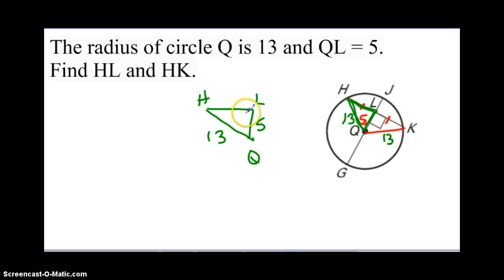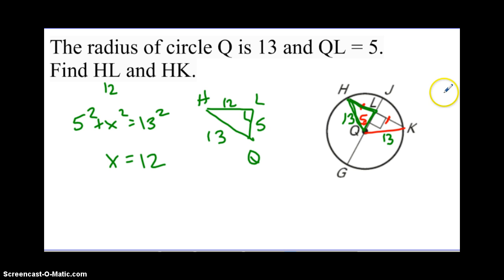So what can we apply here? The Pythagorean theorem. So 5 squared plus x squared equals 13 squared. And through the magic power of algebra, x is 12, and 12 is HL. And remember that HK is the whole chord, so we just have to double HL, and we would get HK to be 24. Probably one of my most favorite because it has circles, which I love, and it's right triangles, and we all know how much I love right triangles too.